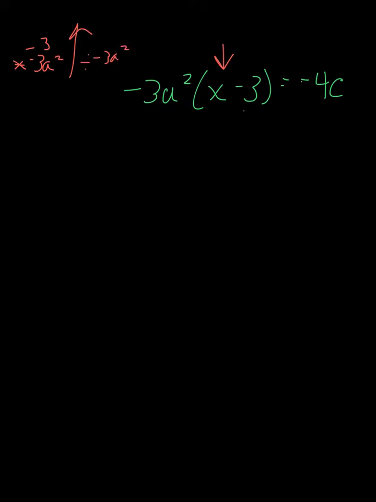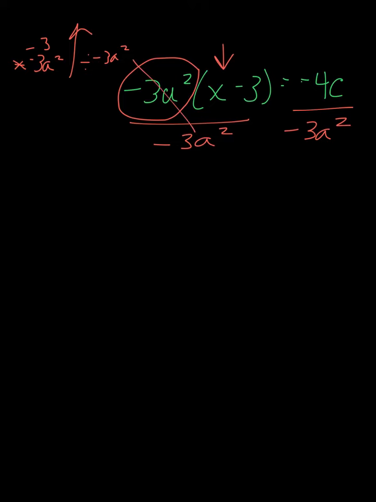I can't add the 3 here until I get rid of this negative 3a squared, which is blocking me from getting inside the parentheses. So to get rid of it, I divide both sides by negative 3a squared, which cancels it on this side, leaving me with x minus 3. If I have a negative divided by a negative, that's really a positive 4c over 3a squared. I want to try to simplify where I can, and a negative divided by a negative simplifies to a positive.